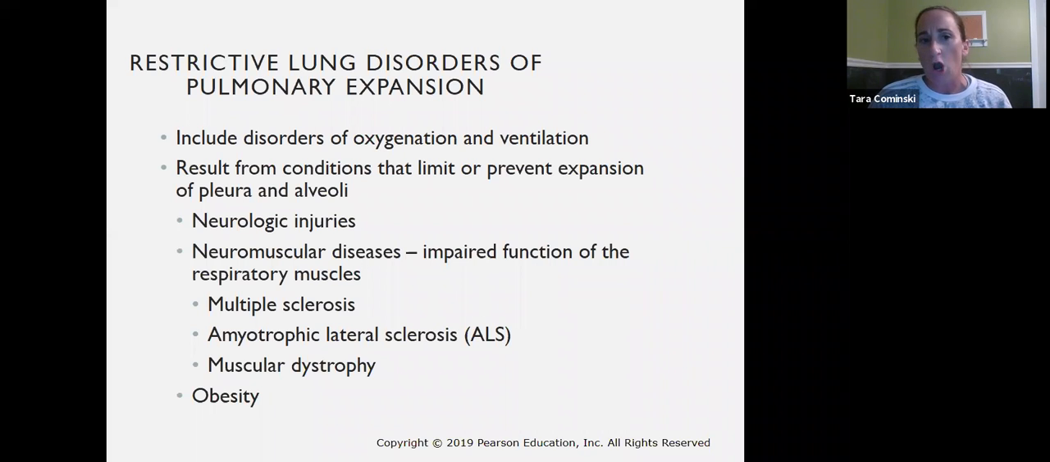Now, there are various things that can lead to this, and that's what we're going to talk about. So a neurologic injury in general could impact this. Certain neuromuscular diseases, so any sort of neurological disease that's going to affect muscle function, maybe not in every single case, but in a lot of cases, will interfere with oxygenation, and mostly with being able to inhale and exhale properly. That ventilation, the act of breathing.